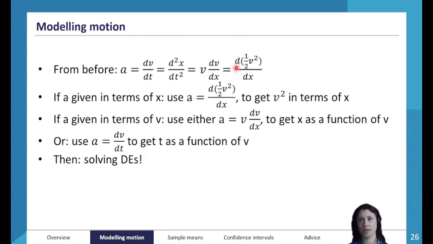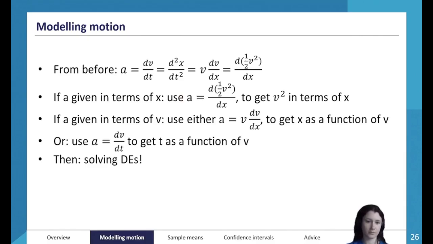The next one is the derivative of half v squared with respect to x is also equal to acceleration. So this one is a little bit complicated too. As a few tips, if you're given acceleration in terms of x, you can use this formula, or this one we're looking at here, to get v squared in terms of x. Alright? Because if you're given a in terms of x, right, you're saying a is equal to x squared or something, you can put this on one side.